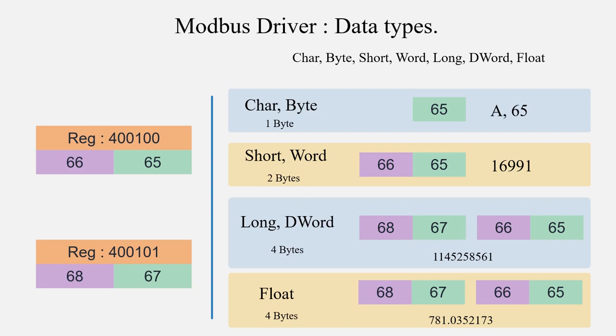Data types long and dword represent 4 bytes or 2 words. If any driver tag uses one of these two data types, driver will read data from two consecutive registers, combine that data as a 32-bit data, and store it into the tag. Data type long is treated as signed value and dword is treated as unsigned value. When the data is written into these tags, driver will split the data into two different words and store them into two associated registers.